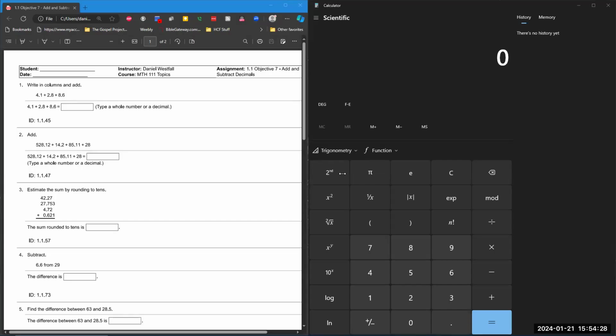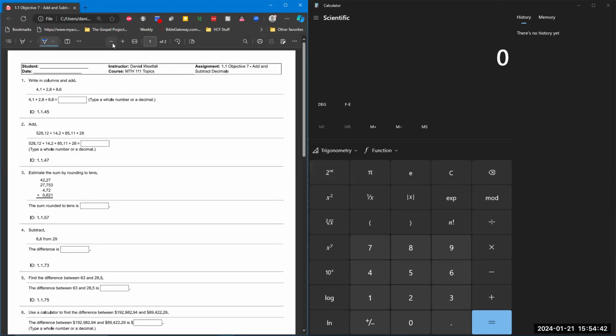In this video, we're going to be discussing Objective 7 from 1.1, where we are going to add and subtract decimals. So let's go ahead and get started here. I'm going to zoom out a little bit on the PDF to give me more room to write.